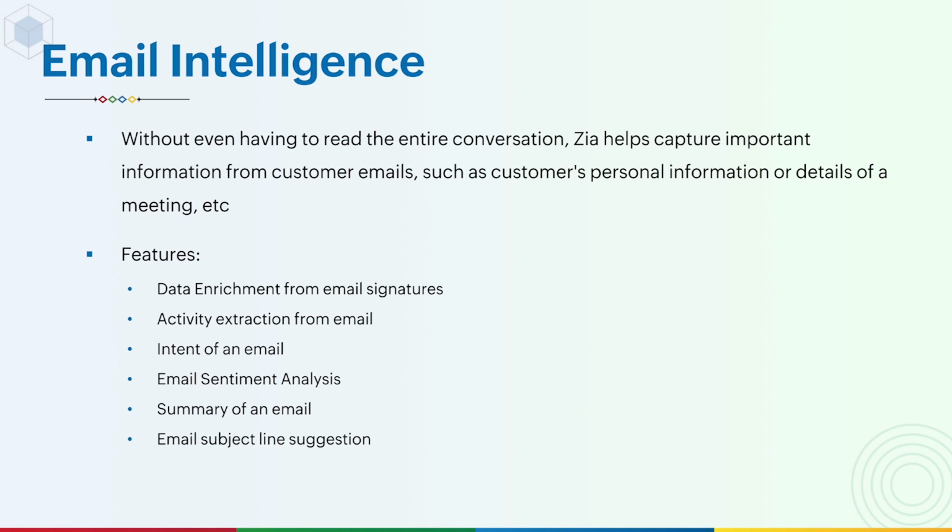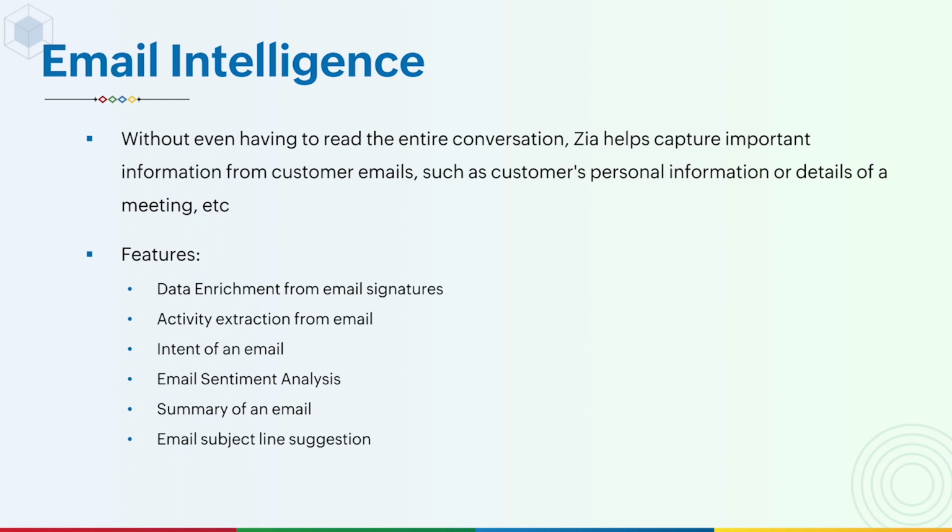In Zoho CRM, Zia helps capture important information from customer emails, such as customers' personal information or details of a meeting, as well as automatically suggest engaging subject lines to boost the open rate of emails. Furthermore, without even having to read the entire conversation, one can know the intent of the email, as in a request, a query, a complaint, as suggested by Zia.